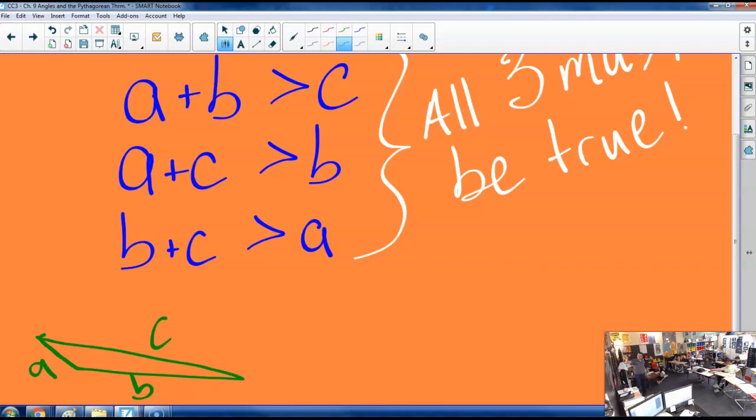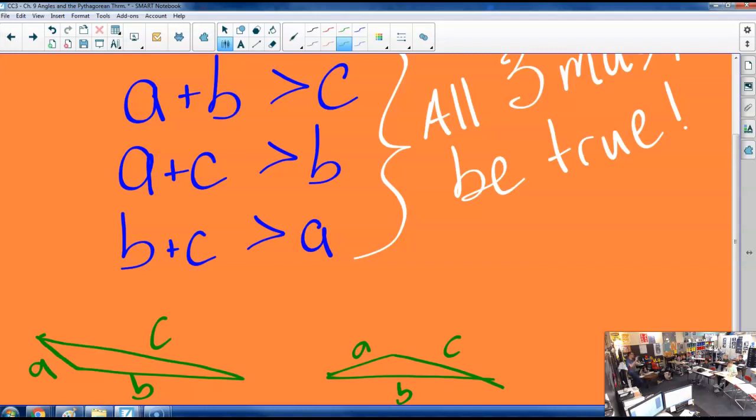And that holds true. I could actually rearrange the lengths of A and B. And I could point A in. And now C is a lot smaller than it was, but still, A plus B has to be bigger than C. A plus C has to be bigger than B.